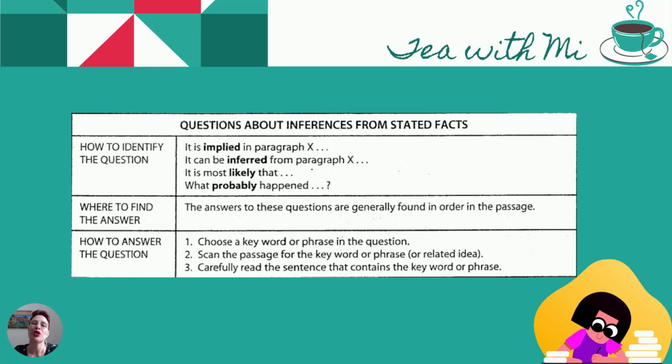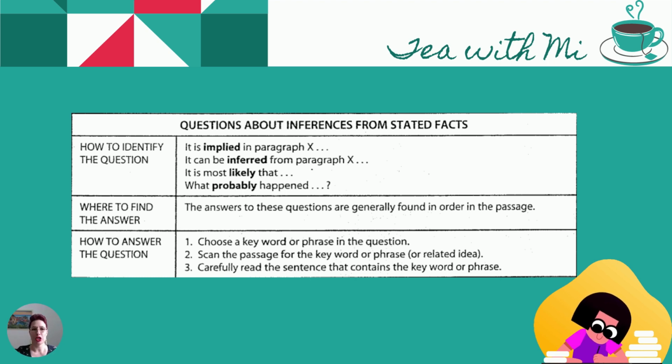So how do you know that this question asks you to infer something? Well, the title of the question is, it is implied in paragraph blah blah, it can be inferred from paragraph blah blah, it is most likely that, what probably happened. So when this is the identity of the question, you know that the information per se is not in the text. You are inferring based on what you have read on the specific paragraph that they mention.